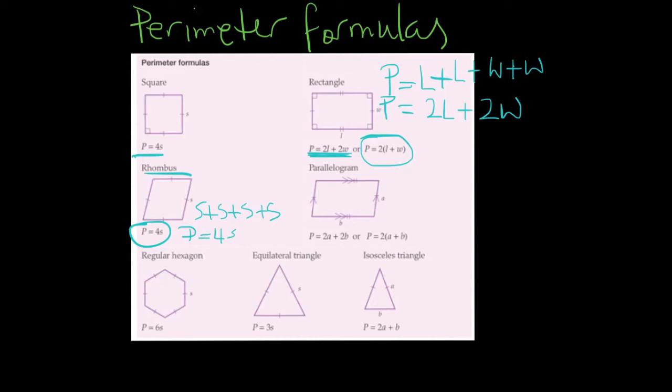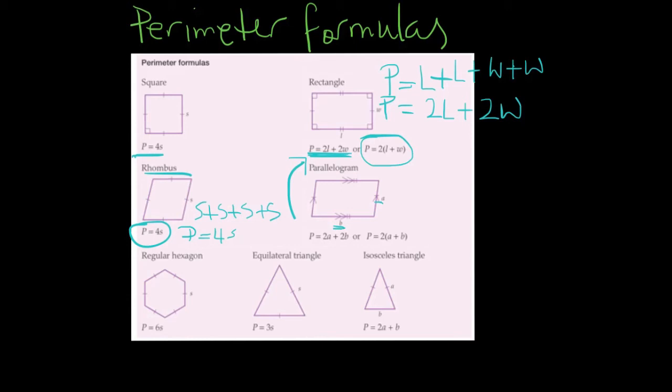Now, a parallelogram again is a rectangle tilted on its side, so it would have the same formula for perimeter as a rectangle. So we use that, substituting A and B for L and W. Instead of being 2L plus 2W, it is now 2A plus 2B, because this side here is A and this side here is B.